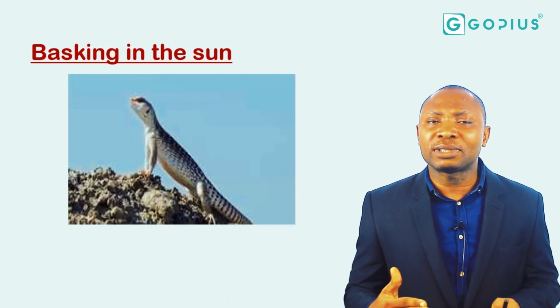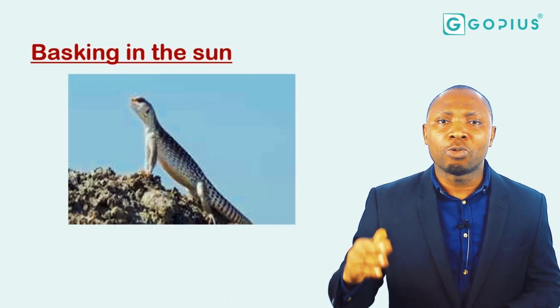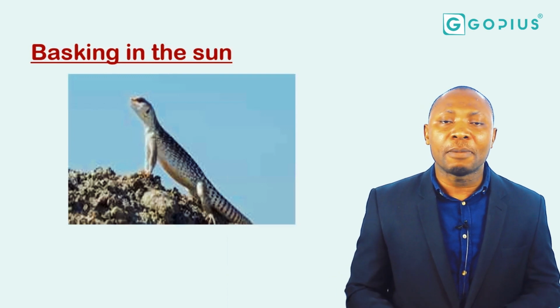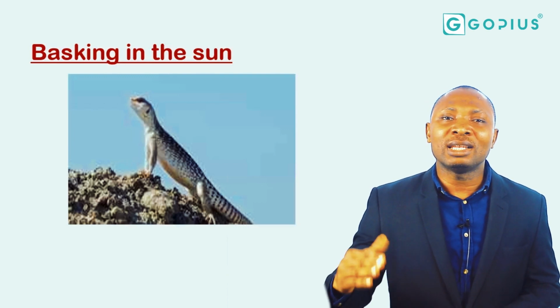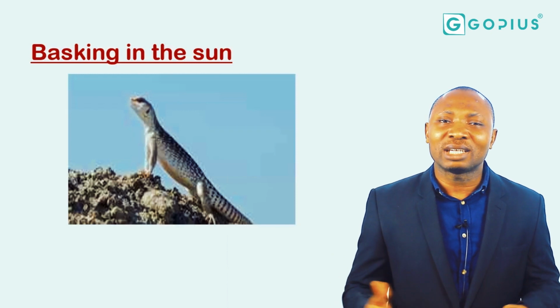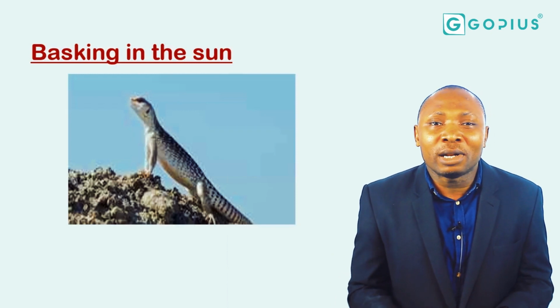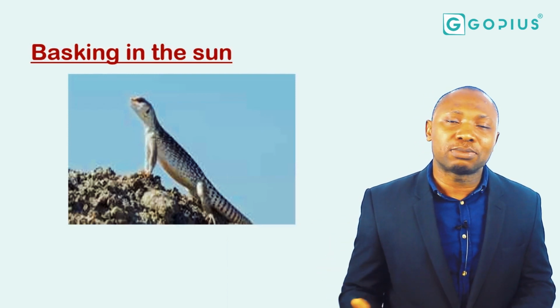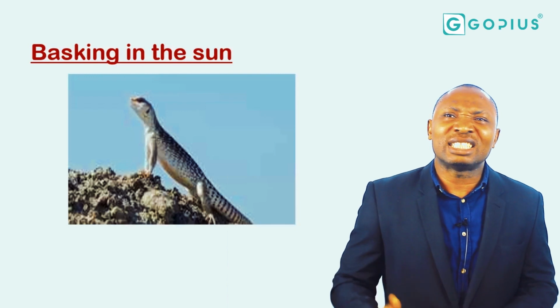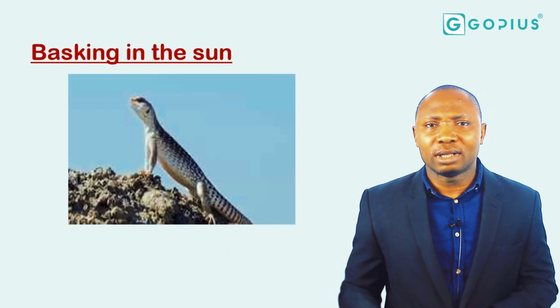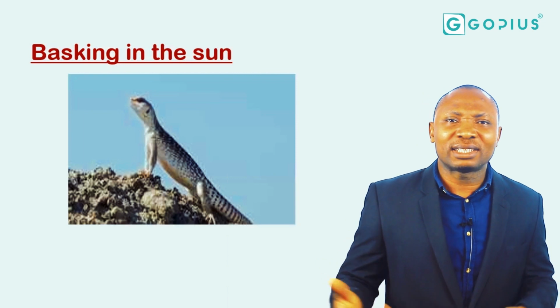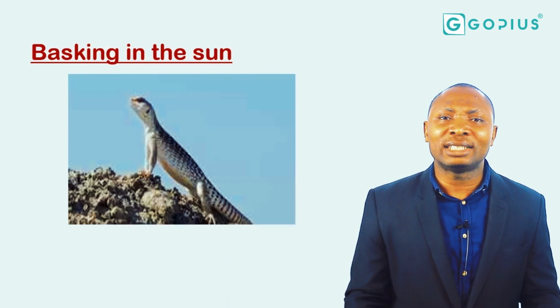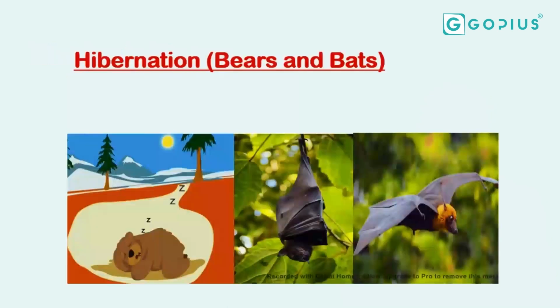metabolism, food substances that are taken into its body will be difficult to be broken down by its body cells. So it needs this because it lacks that warmth that warm-blooded animals have to break down these things. So it needs to be exposed to the sun to carry out this process and to also increase its activity, to make it agile. That is why it basks in the sun. And once it basks in the sun, it helps to energize the creature and to add coloration to the creature. Now we look at another one, hibernation.